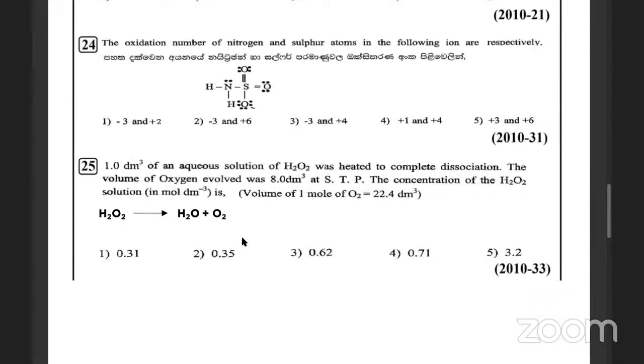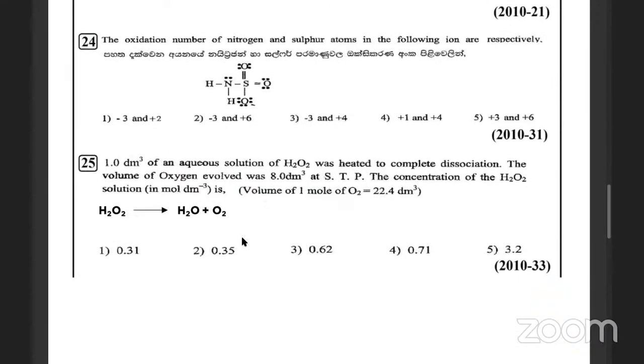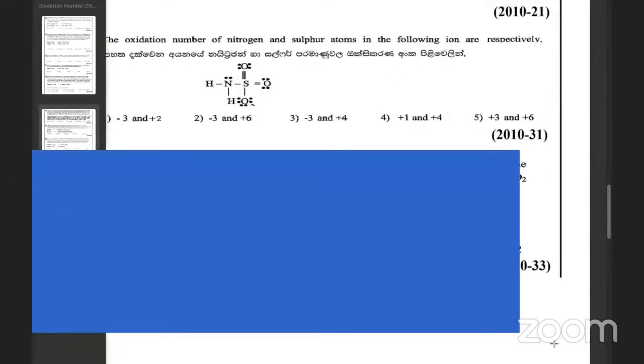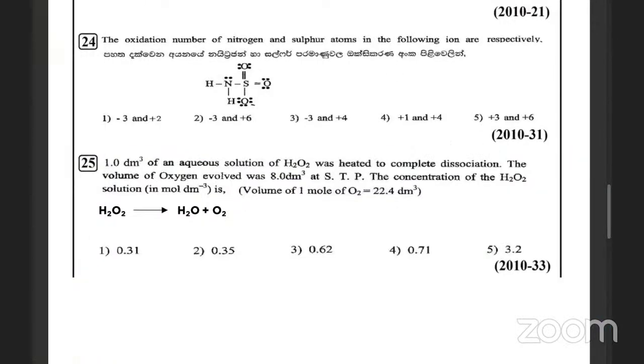Next, this doesn't have anything to do with calculations, but let's just have a look at it quickly. In question number 24, the oxidation number of sulfur and nitrogen atoms in the following ions are respectively. Okay, right. Never mind. So, revision for us.